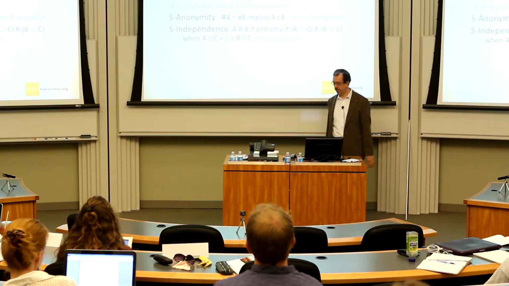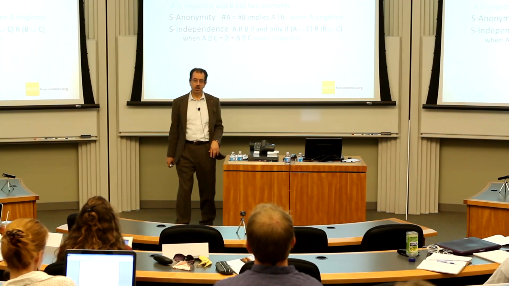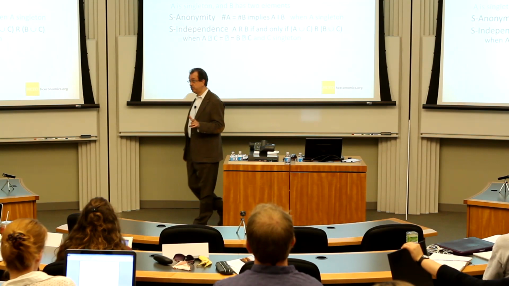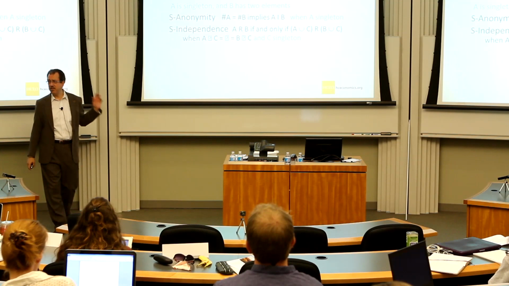Secondly, singleton anonymity: the cardinality, or number of elements, in A equal to the number of elements in B, I'm using hash here, sorry about that, I'm changing my notation, implies that A has the same freedom as B, but only for singleton sets. So any set with the same number, then you have no freedom at all, right?